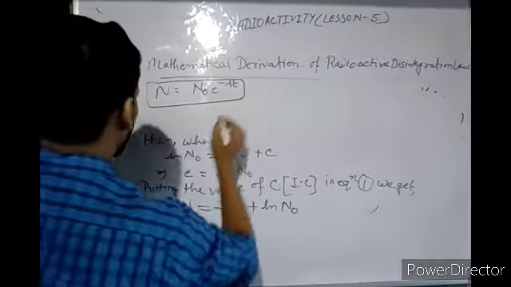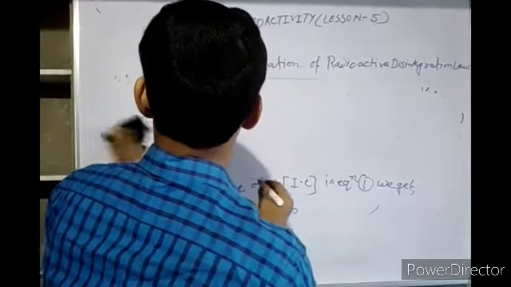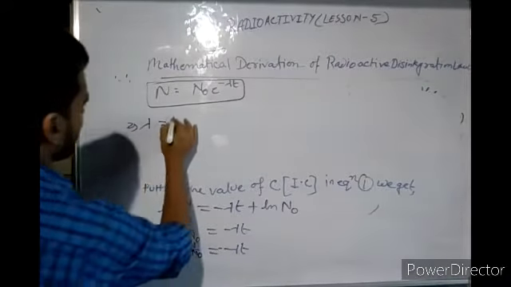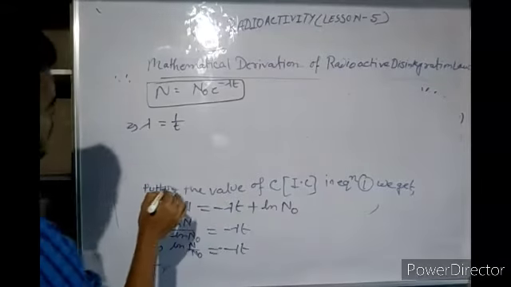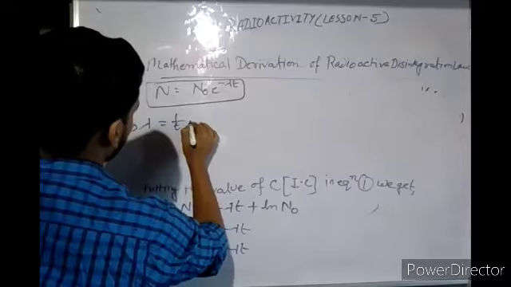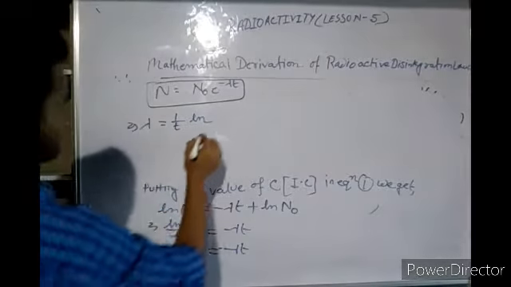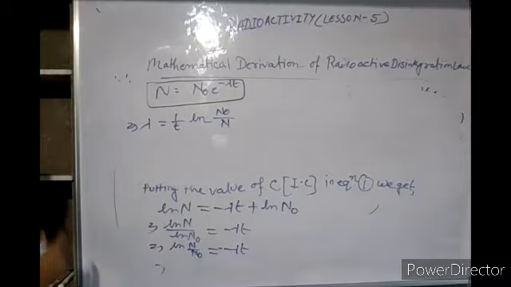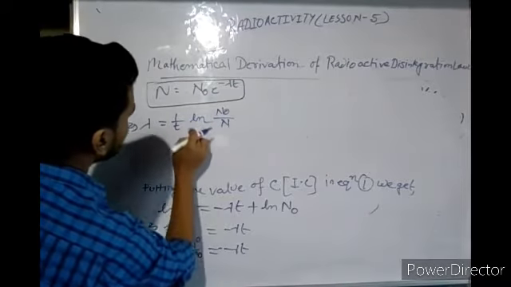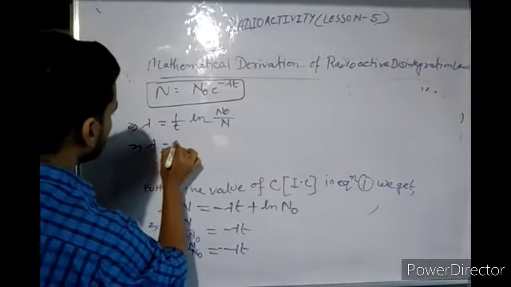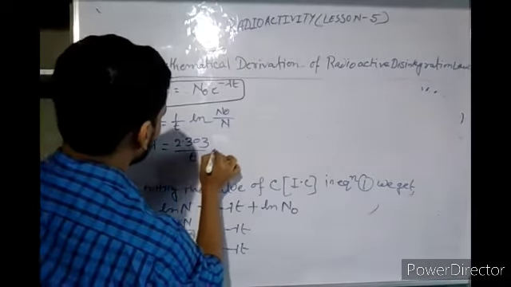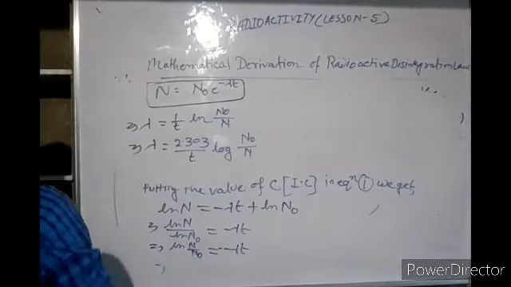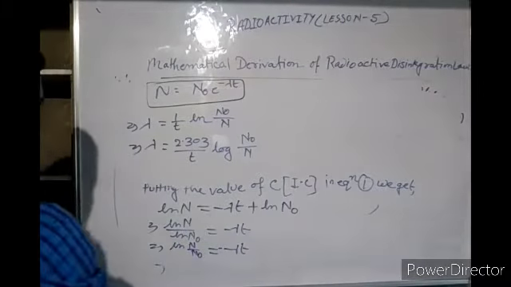If we calculate the value of lambda from this equation, then lambda equals 1 by t ln N0 by N. Then if we convert ln into log, lambda will be 2.303 by t log N0 by N. Okay.